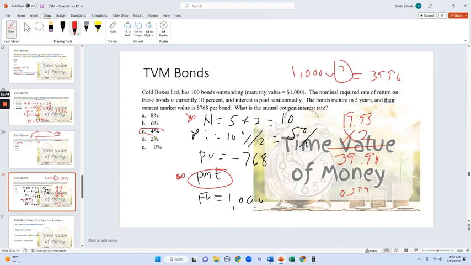So when you move into something other than annual, remember to convert it back. The key to this problem is you had to multiply by 2 because the problem that you solved for was semi-annual. And that's an important thing you can miss in the bonds as well.